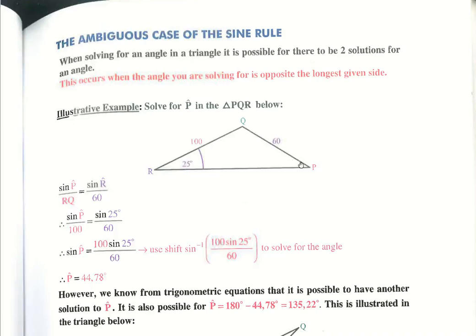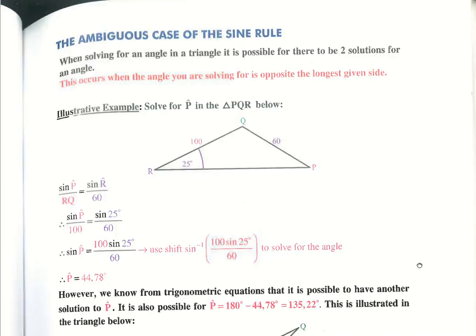You're going to go sine P over RQ is equal to sine R over QP. You substitute the 100 in for RQ. You substitute the 60 in for QP. And you rearrange this to get P by itself. 100 is dividing it, so you're going to bring it up to the top here. And you're going to go 100 times sine 25, divide that by 60. You're going to arc sine, you're going to bring the sine across, which means shift sine. And you're going to get your angle P, 44.78.